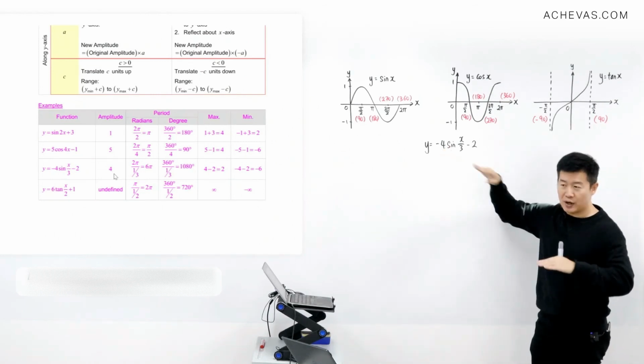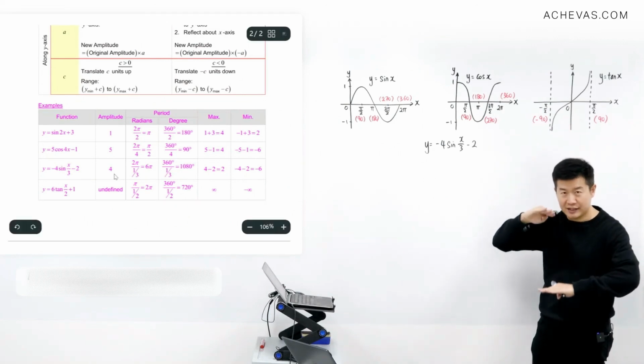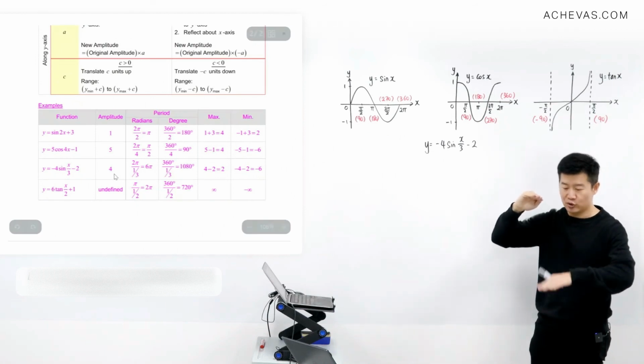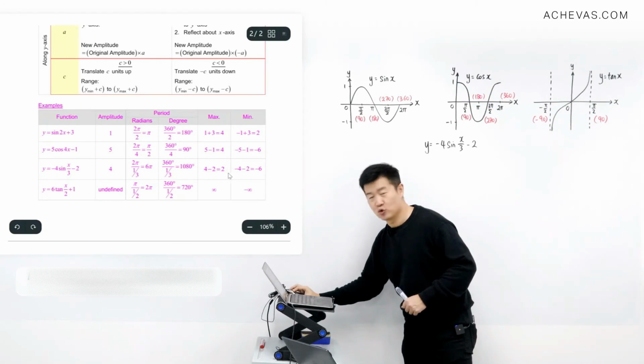So for the original graph, the maximum and minimum is going to be at plus 4 and minus 4. So it's going to be translated down by 2 units. So plus 4 becomes 2, minus 4 becomes minus 6. It will be from minus 6 to 2.